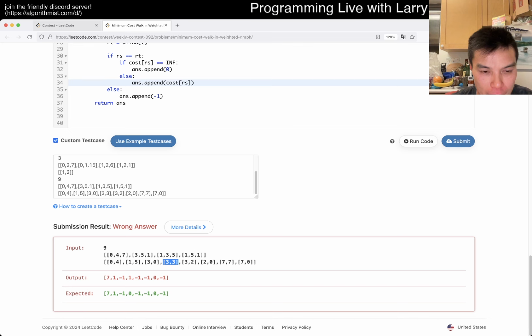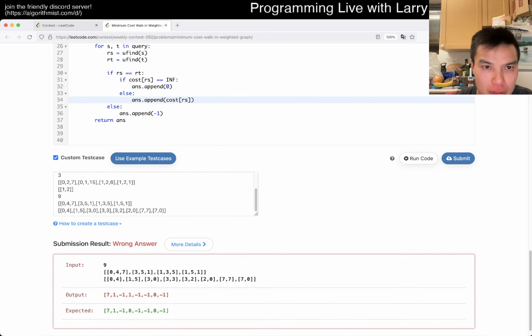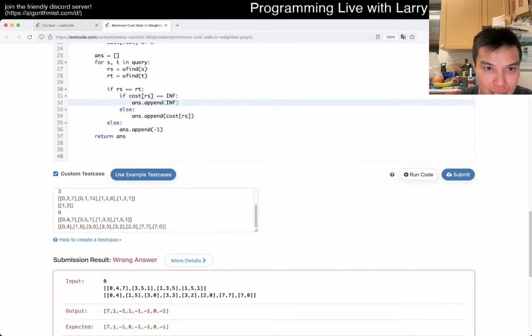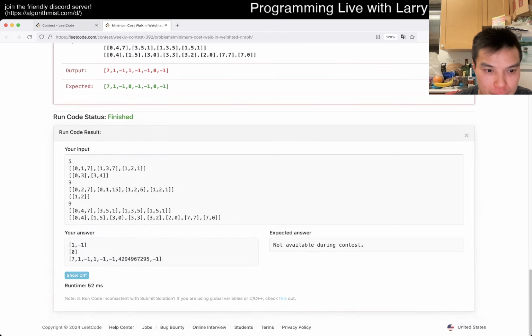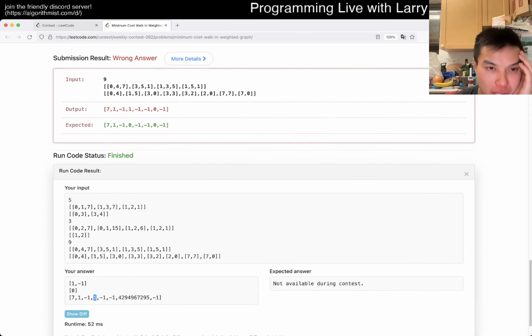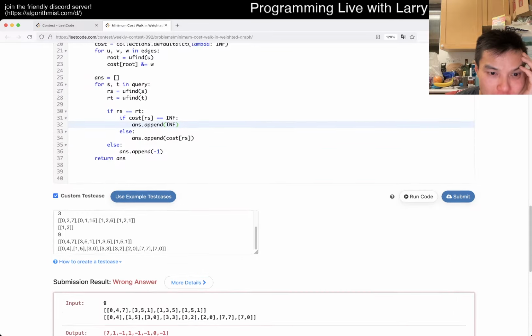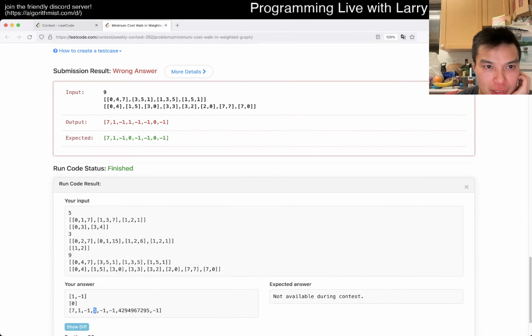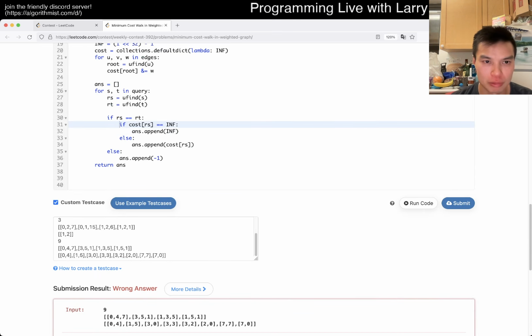Oh, it's still the same component. Why does that return? This is killing me. All right, so that's good. So that means that. Wait, no? Expected 0. I just didn't look at this one. Okay. Why is that? Why is 7? It's still the same component. 7, 7. Okay, so that's wrong.